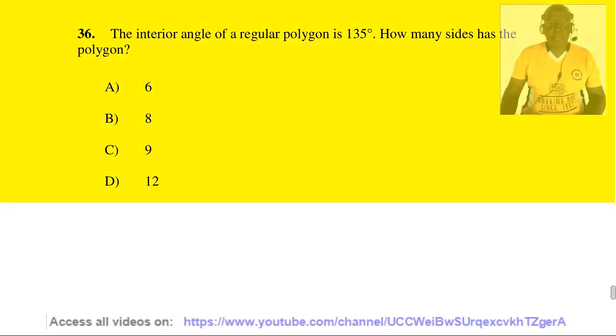Question 36. The interior angle of a regular polygon is 135 degrees. How many sides has the polygon? Possible answers. A. 6. B. 8. C. 9. D. 12.